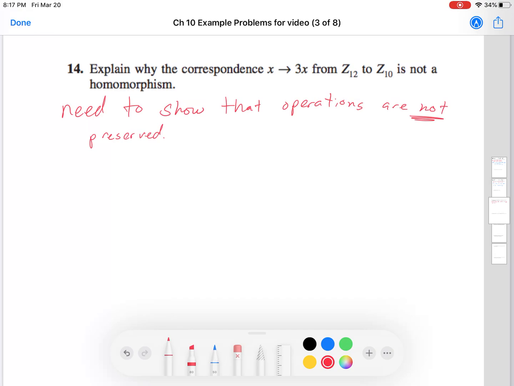So we want to pick two things in Z12 that we are going to add together to map to Z10. And we want to pick these things carefully. Two things that I think that we could use would be 6 and 7. So we're going to look at phi of 6 plus 7. Now, 6 plus 7 is 13, which if we were still in Z12, this would be equal to phi of 1. Phi of 1 would be 3.